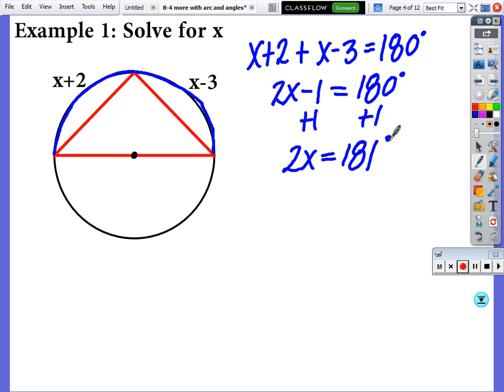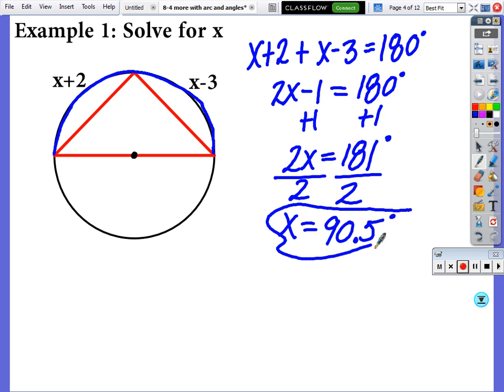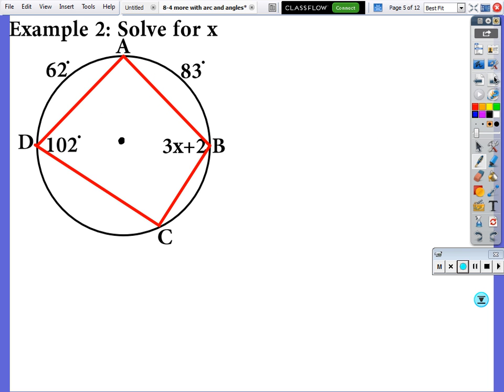Questions? And continuing solving for x, piece by piece, I'm going to divide both sides by 2. x is equal to 90.5 degrees. Did we solve for x? Yes. And we're done. Set up a true statement, solve for x. You're going to find the right answer if you set up a true statement. Okay, let's do one more and then I'll set you free to work.